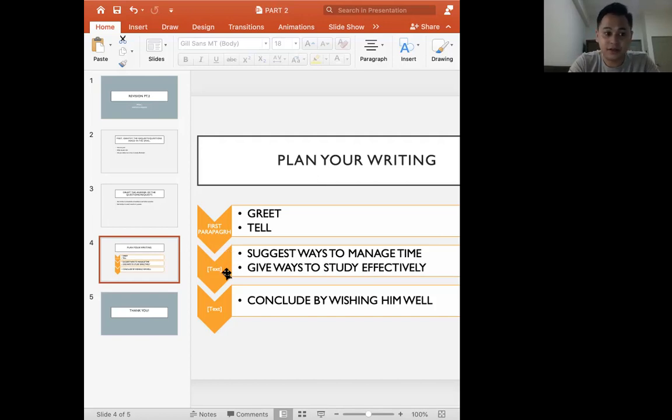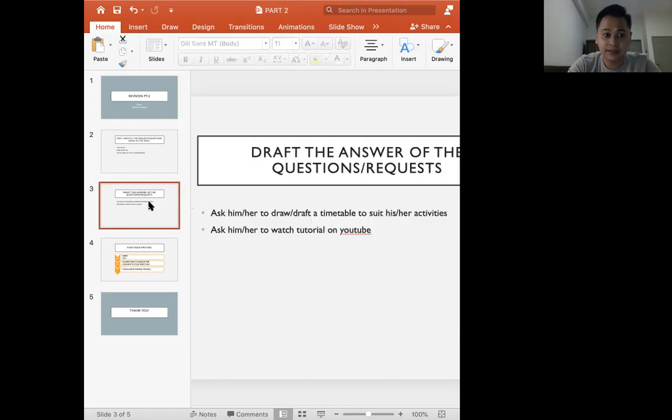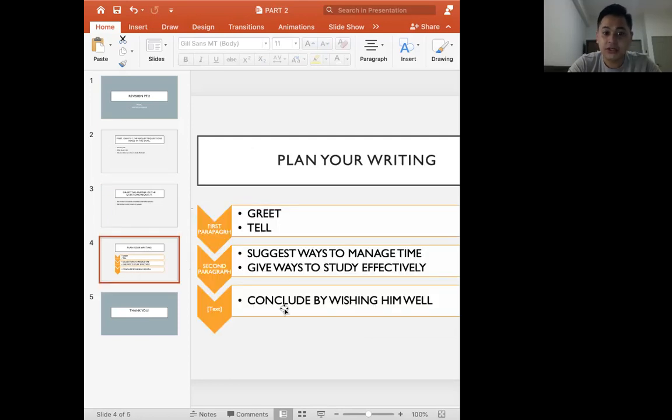Your second paragraph is, suggest ways to manage time. So please refer to the previous slide here. These are your points that you should write and elaborate further in your writing. And then the third is to conclude by wishing him well. You can wish him well, wish whatever he or she is doing right now, so he or she may succeed. All right, so this is your plan of writing.